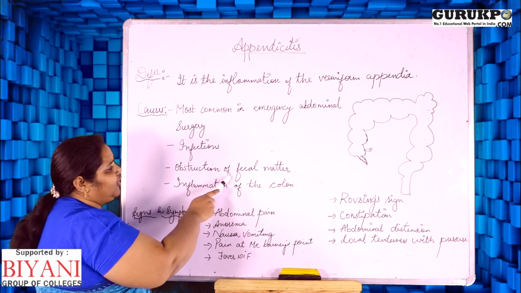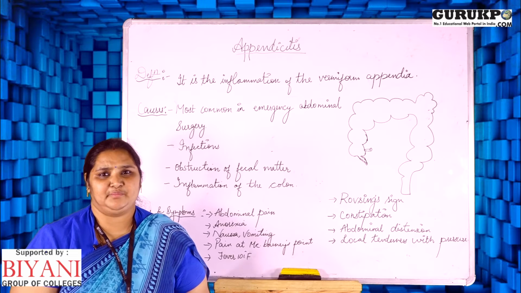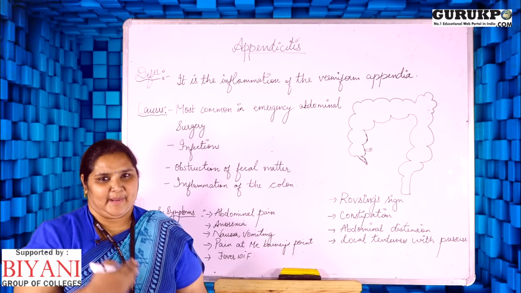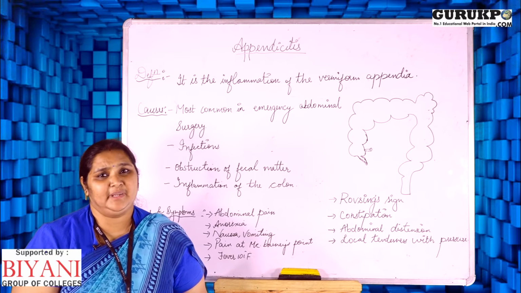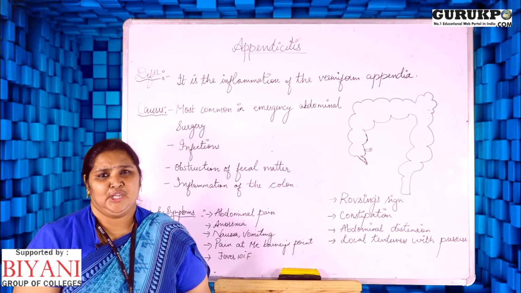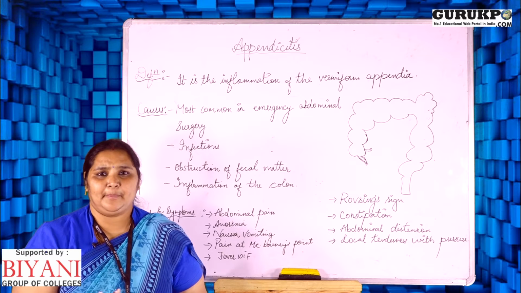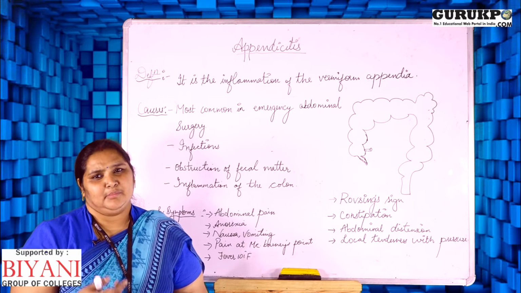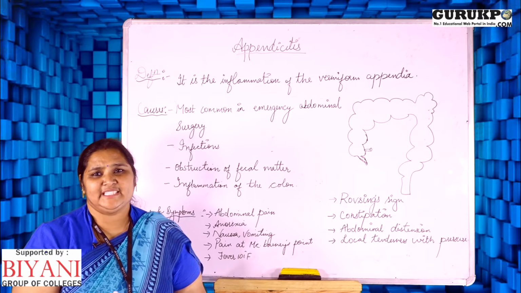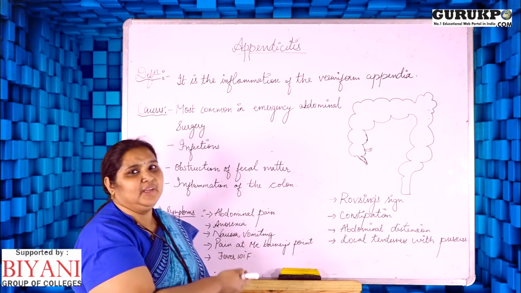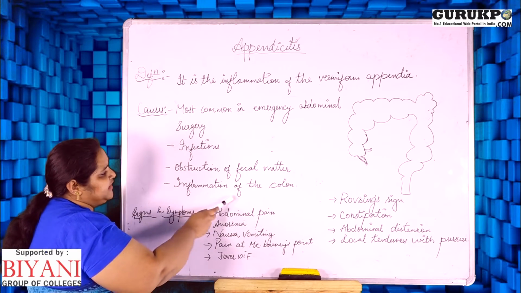Next cause is obstruction by fecal matter. If any fecal matter has been obstructed in the appendix, it causes obstruction, and because of that obstruction there will be decreased blood supply to the appendix. So there will be increased pressure inside the appendix lumen, and there is lack of blood supply, which can cause edema and lead to inflammation, or it may even rupture.